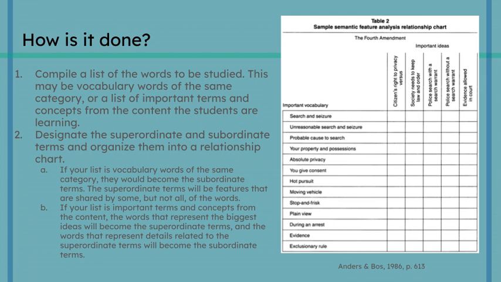Second step, you designate the superordinate and subordinate terms and organize them into a relationship chart. If your list is vocabulary words of the same category, they would become the subordinate terms. The superordinate terms will be features that are shared by some, but not all of the words. If your list is important terms and concepts from the content, the words that represent the biggest ideas will become the superordinate terms, and the words that represent details related to the superordinate terms will become the subordinate terms.